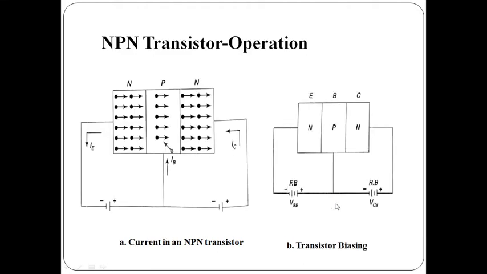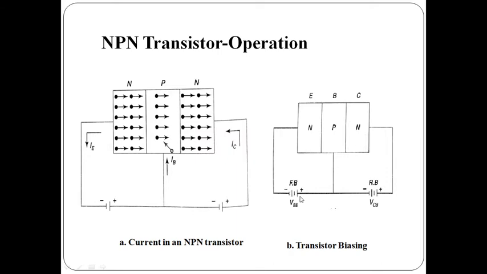Now let us look at the operation of the NPN transistor. Figure B shows that for a transistor to operate, some biasing has to be applied to the transistor. Biasing is applying some DC external voltage source to the transistor. The transistor consists of two junctions. One is called the emitter base junction, the other one is called the collector base junction, as shown in the figure. The forward bias voltage is applied to the emitter base junction of an NPN transistor, and the reverse bias is applied to the collector base junction of an NPN transistor.